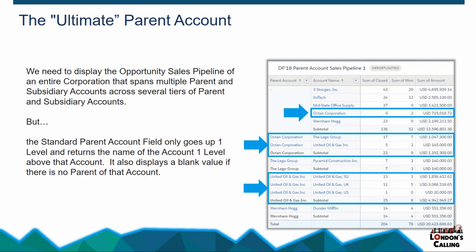You get this. The accounts that have no parent or are a parent, so they have no parent, you get this blank space there. Then you've got a situation like this where Octan is the parent company of Lego and United Oil and Gas, but United Oil and Gas also has 3 subsidiaries. So the revenue for the subsidiaries is down here. The revenue for Octan is up here.